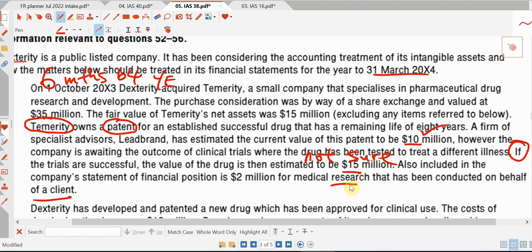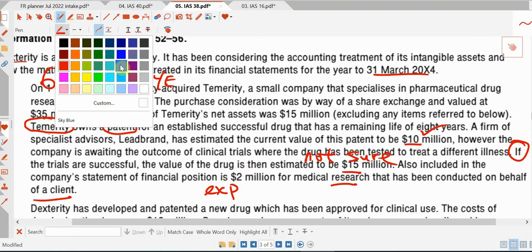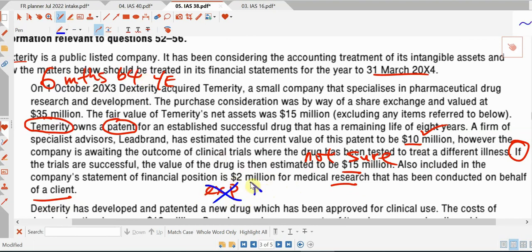So research is supposed to be expensed. But when you're doing this for a client, right, it becomes your inventory. Because you're not doing this for yourself. You do this for the client. So whatever the result is, the client has to pay. So that is your inventory. But if you do it for yourself, you do not know the outcome, so you expense it off. So there's a difference here.